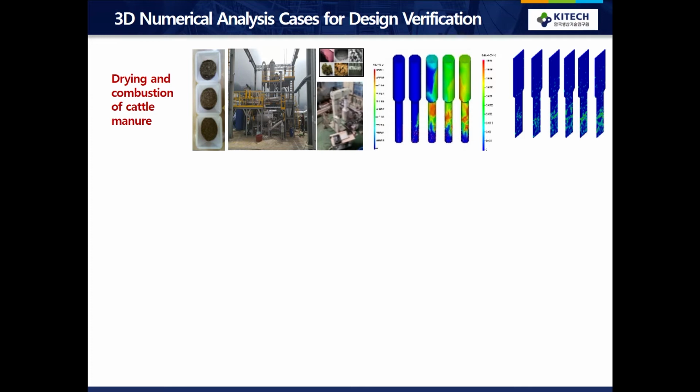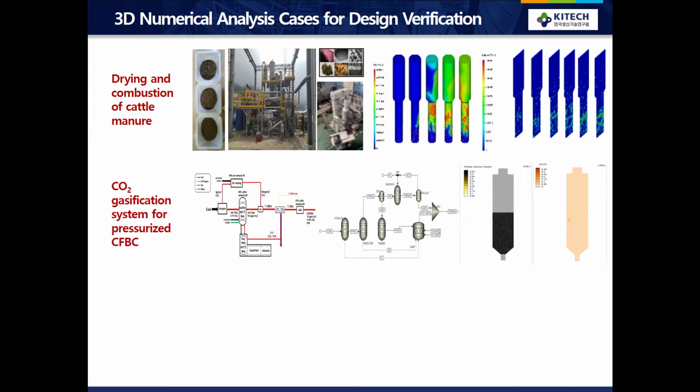First one is drying and combustion of sewage sludge. We designed a 5 ton per day pilot plant and simulated the bubbling fluidized bed combustor. Second is the CO2 gasification system for pressurized CFBC. So it's a pressurized system, about 10 bar.